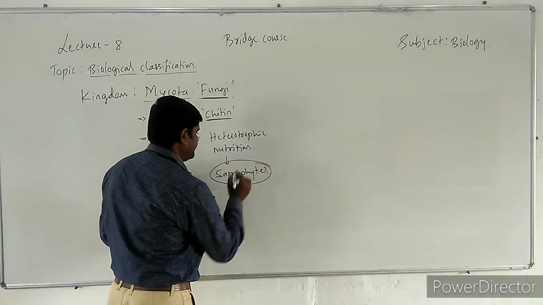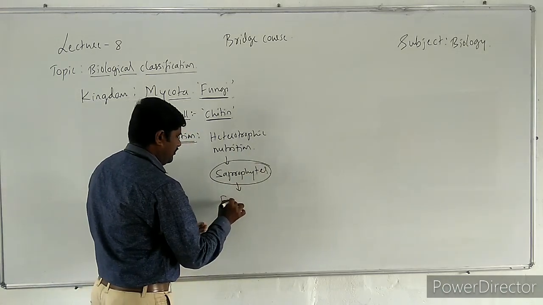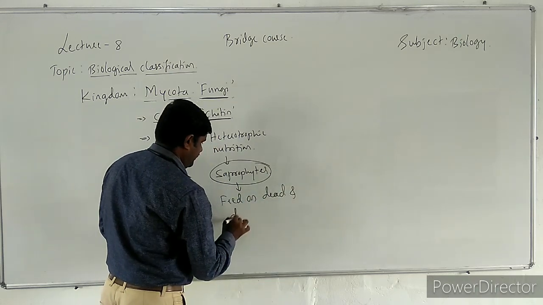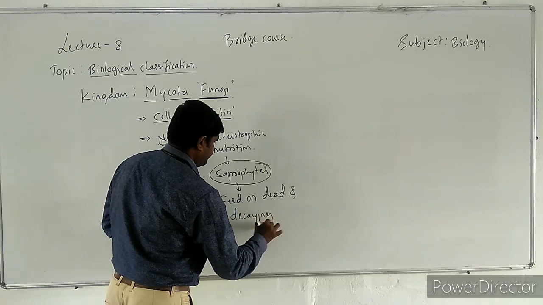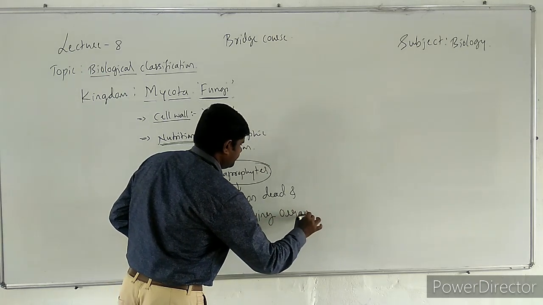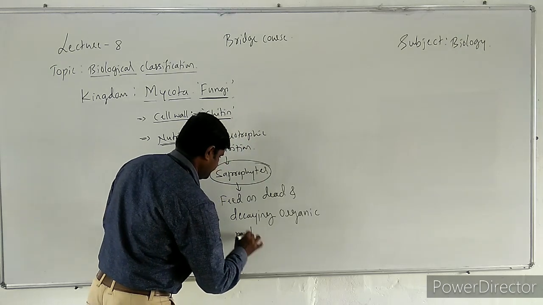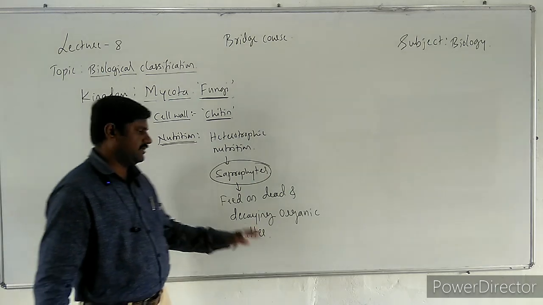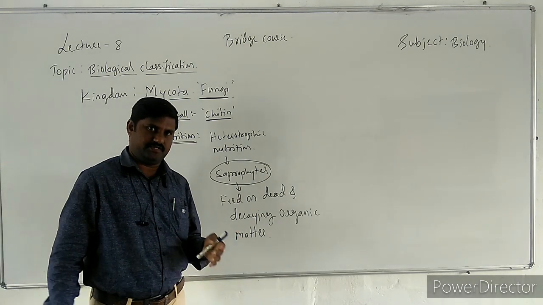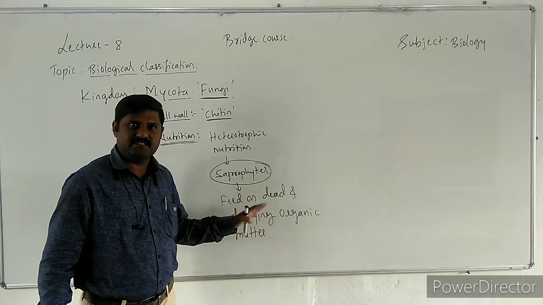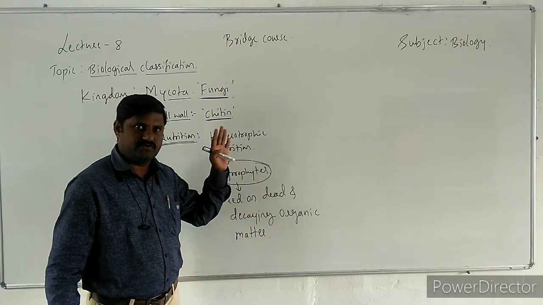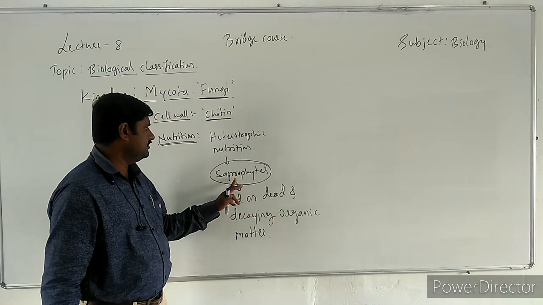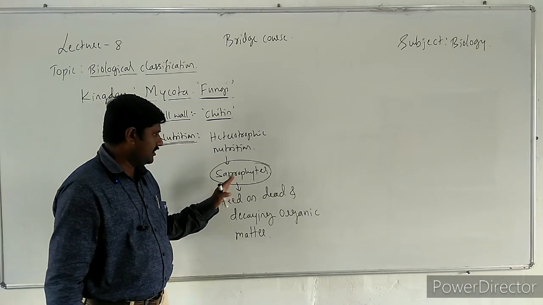Saprophytes means they feed on dead and decaying organic matter. Whatever decaying material there may be, they feed on it and survive by depending on it. That mode of nutrition is called saprophytic nutrition or saprophytes.